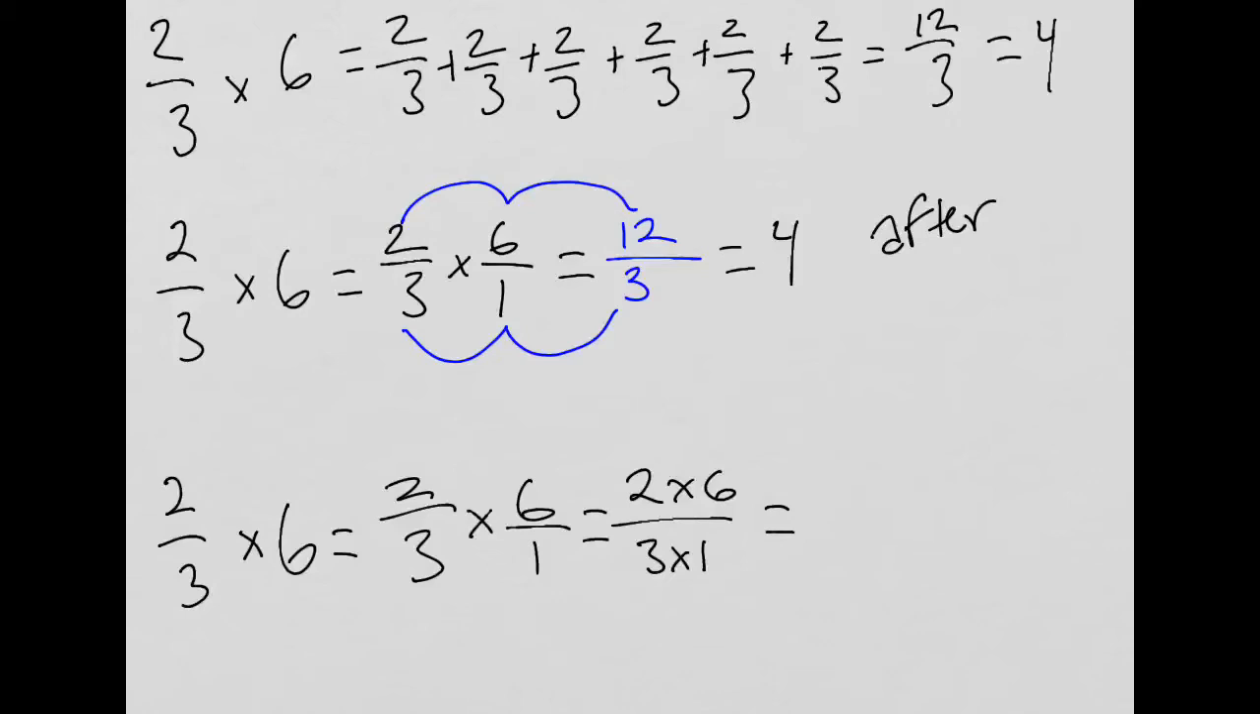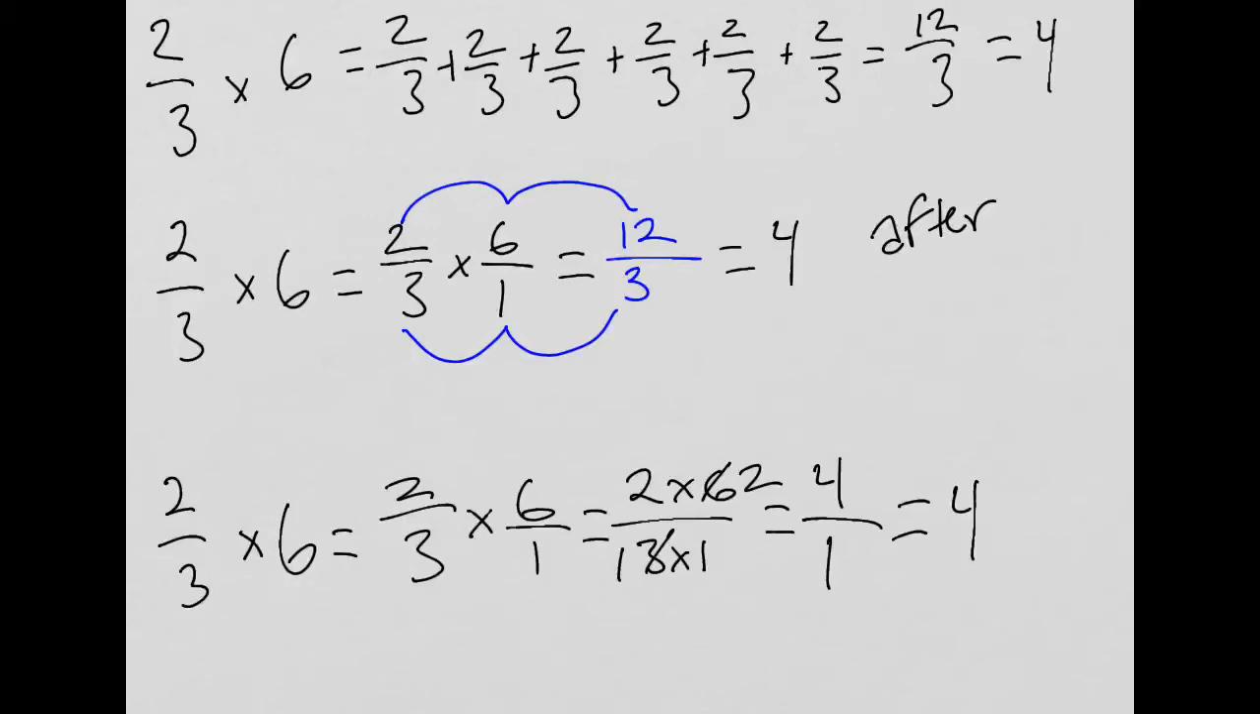So I can do 3 divided by 3, and that would give me 1. And I can do 6 divided by 3, and that would give me 2. So I'm kind of simplifying it before I multiply. Now when I multiply, I get 2 times 2 equals 4, and 1 times 1 equals 1. I get 4 over 1, which means I don't have to do any division. I know 4 over 1 equals 4.